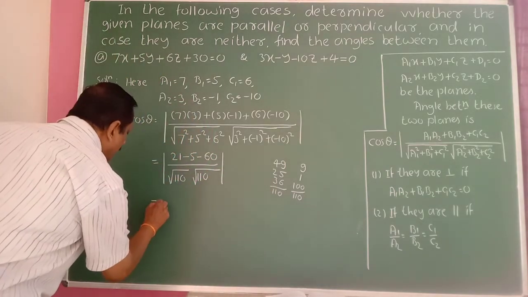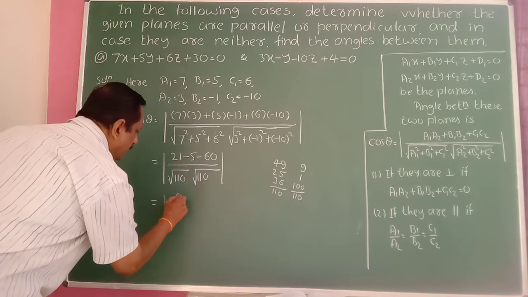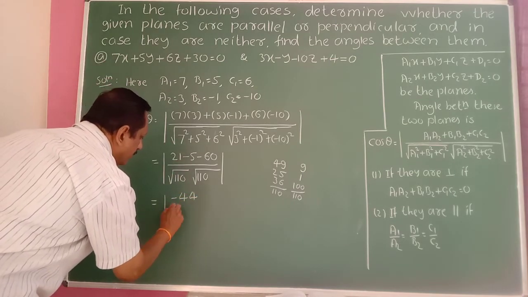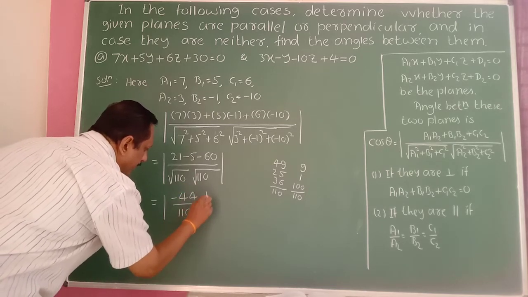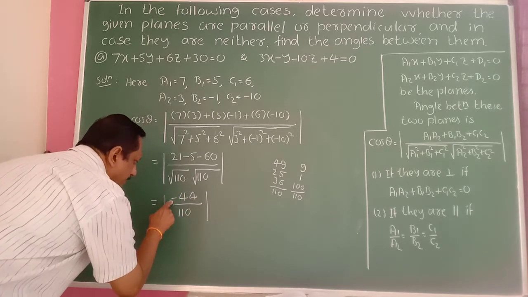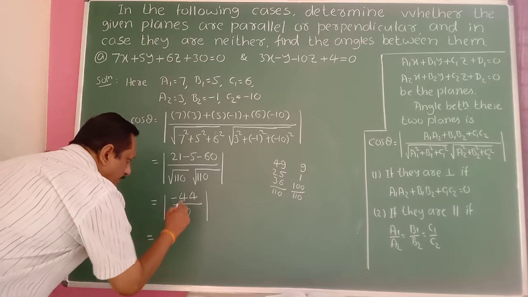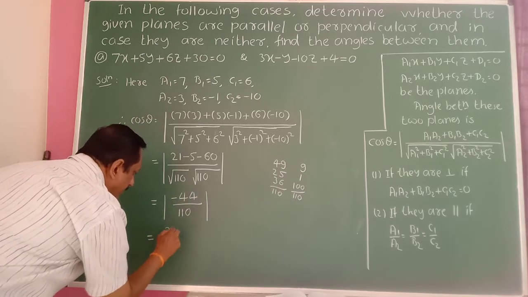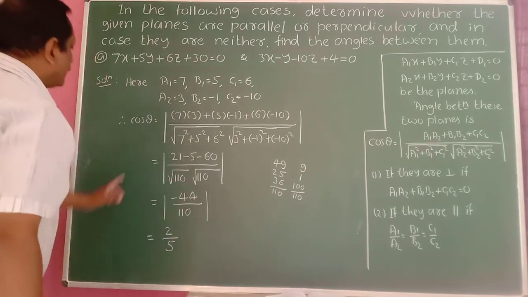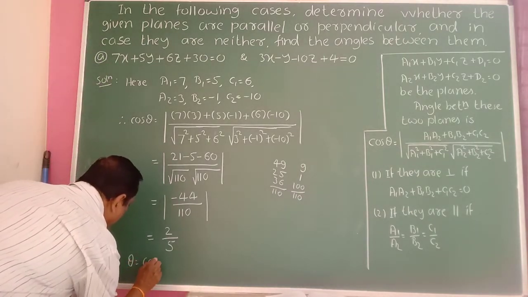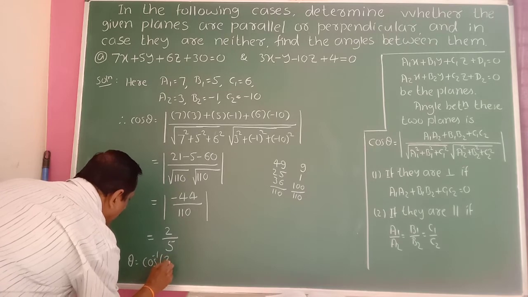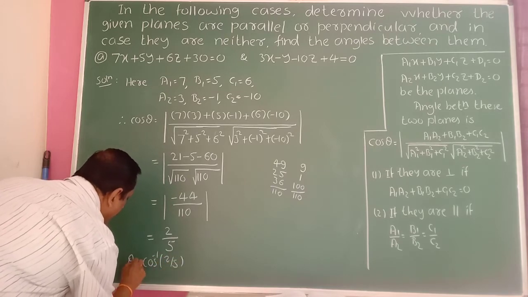Therefore, this is equal to modulus of numerator, which is minus 44, over root 110 into root 110, that is 110. Minus becomes plus because of the modulus. 22 2s are 44, 22 5s are 110. Taking cos inverse on the right hand side, theta is equal to cos inverse of 2 divided by 5.